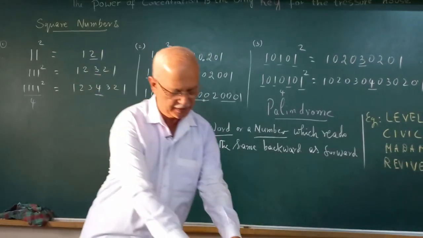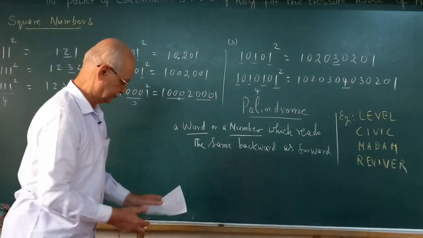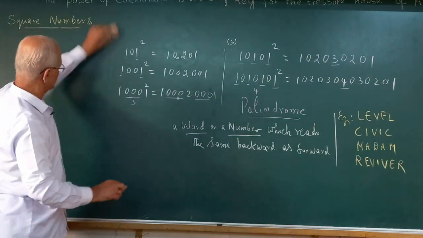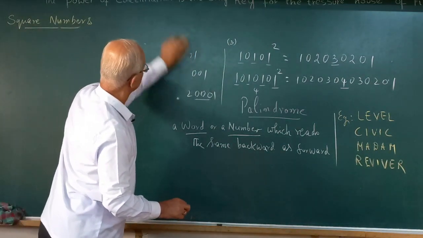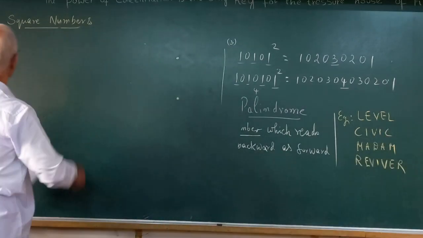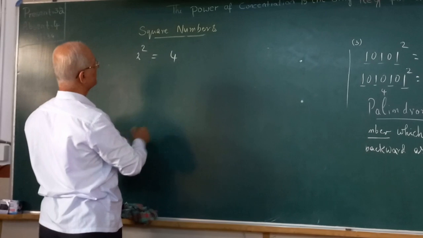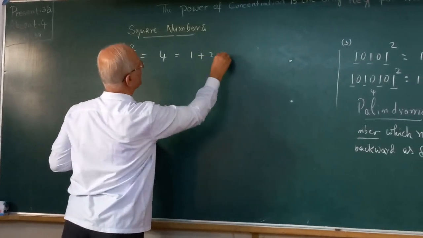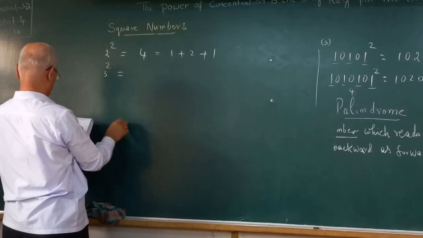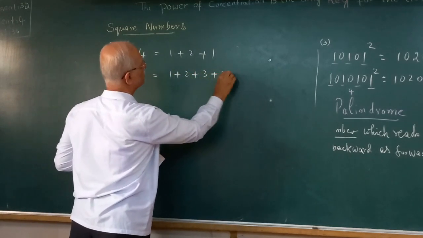I take few more examples to show, to create interest in you. See, let me take up the other examples with the square numbers only. Few more examples I take. See, 2 square is nothing but 4. This 4 can be written as 1 plus 2 plus 1. See the arrangement here. Next, if you take up 3 squared, it is nothing but 9. It can be written as 1 plus 2 plus 3 plus 2 plus 1.